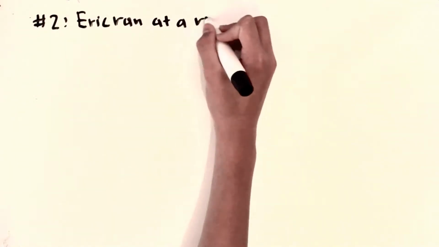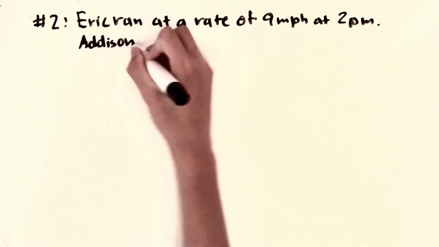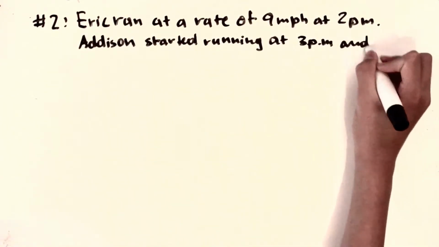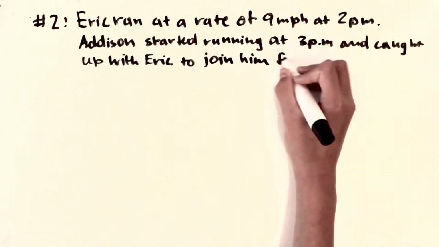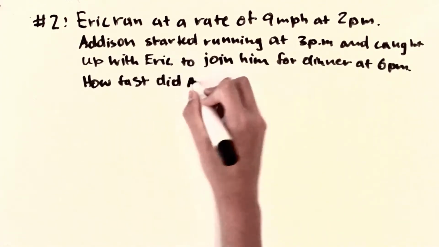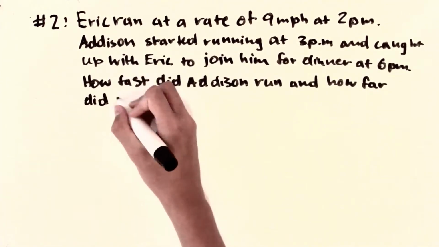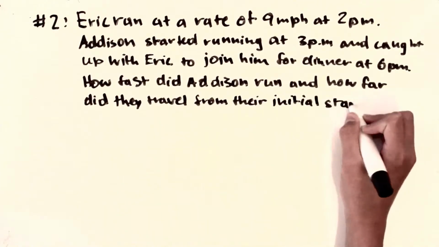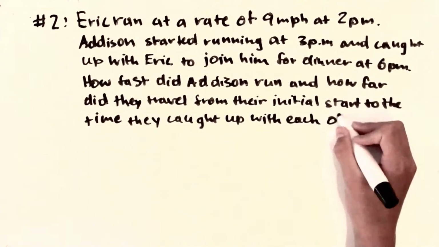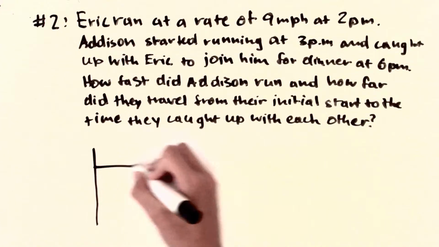Problem number 2. Eric ran at a rate of 9 miles per hour at 2 p.m. Addison started running at 3 p.m. and caught up with Eric to join him for dinner at 6 p.m. How fast did Addison run and how far did they travel from their initial start to the time they caught up with each other? Now we draw a similar diagram again.